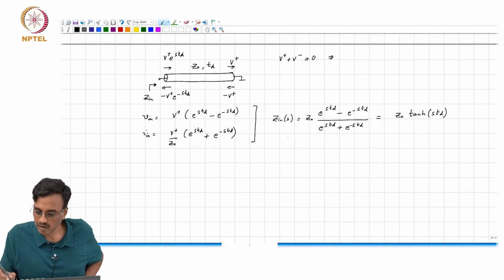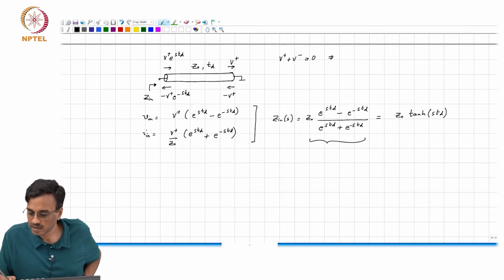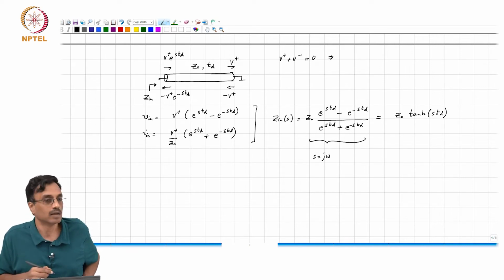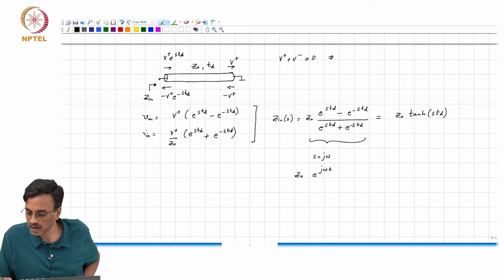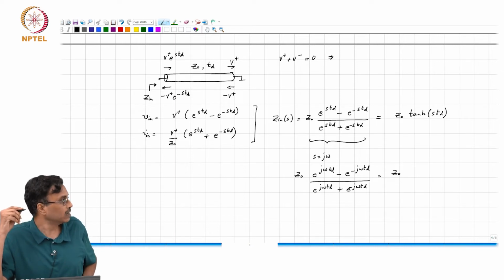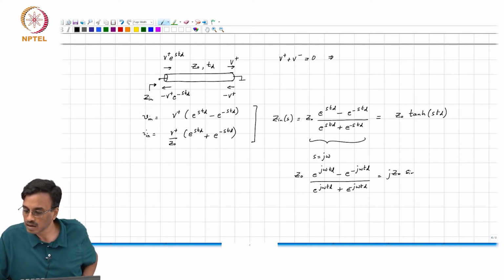Okay, so I would say put s equal to j omega. This is Z naught times e to the j omega Td minus e to the minus j omega Td by e to the j omega Td plus e to the minus j omega Td, which is Z naught. What is the numerator? j sine omega Td by cos omega Td.